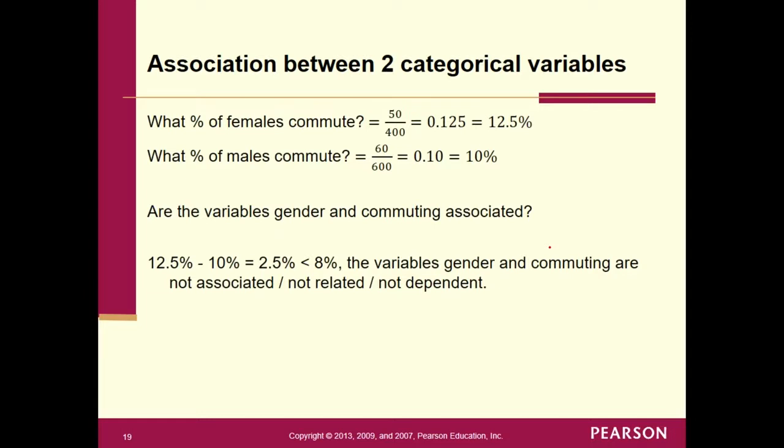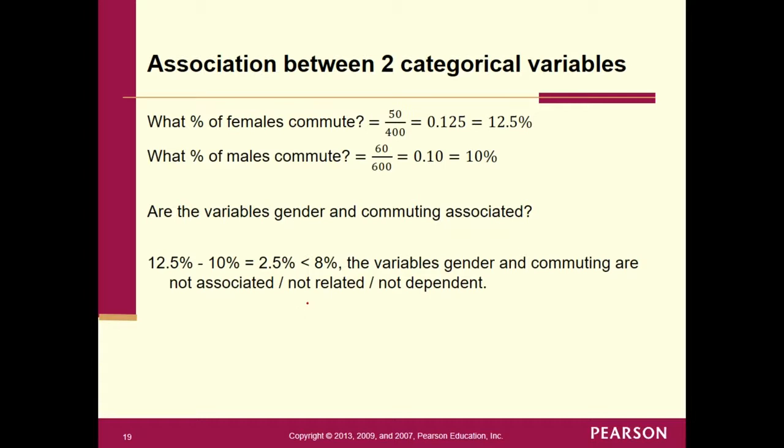Now let's see. If we do the difference between the two, we get 12.5% minus 10%, we get 2.5. That's less than 8%. Okay. So the variables gender and commute are not associated. They're not related. They're not dependent. It doesn't look like these two variables are, based upon our random sample anyways. Doesn't seem like we can say that there's a definite association. All right. Less than 8%.